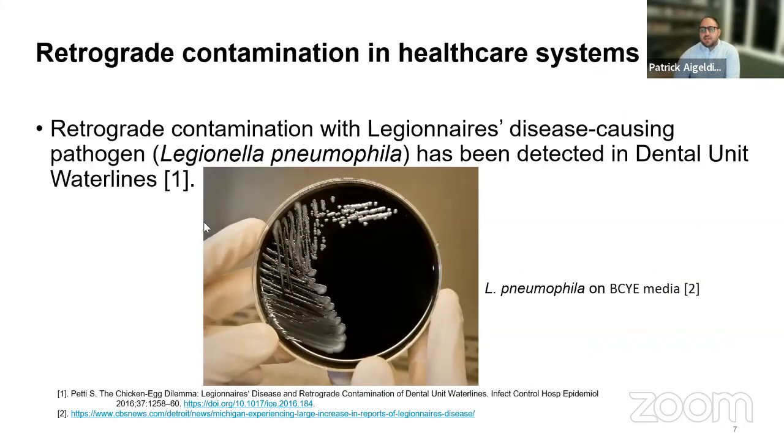So retrograde contamination with Legionella or Legionnaire's disease causing pathogens is probably one of the most dangerous components of this because eventually it can be aerosolized by the point of dispense aerator. This is an example in dental unit water lines. So if you think about a dentist's office, the splash that can be caused by retrograde can grow into the plumbing system and ultimately cause the opportunity to expose patients to Legionnaire's disease.